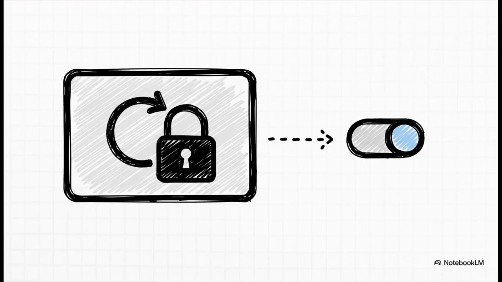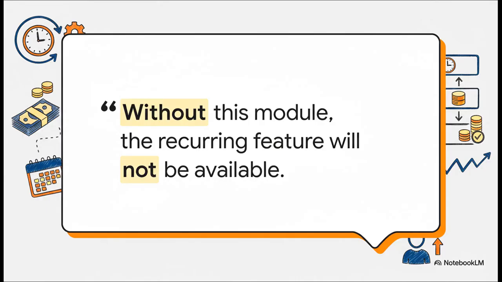Okay, here's the absolute key. The entire recurring bills feature lives inside a specific add-on, and it's called the Recurring Transactions module. If this little module isn't activated in your NuMetric account, you won't even see the option. It just won't be there. And hey, don't just take my word for it. The NuMetric Help Center puts it as clearly as possible. Without this module, the recurring feature will not be available. This is the one thing you can't skip. It's the non-negotiable first step.